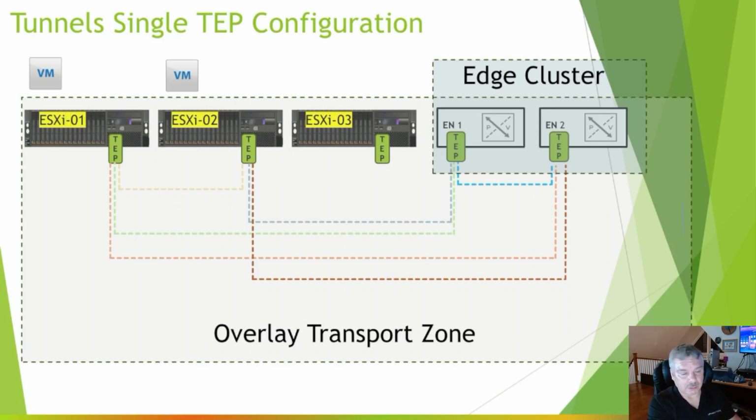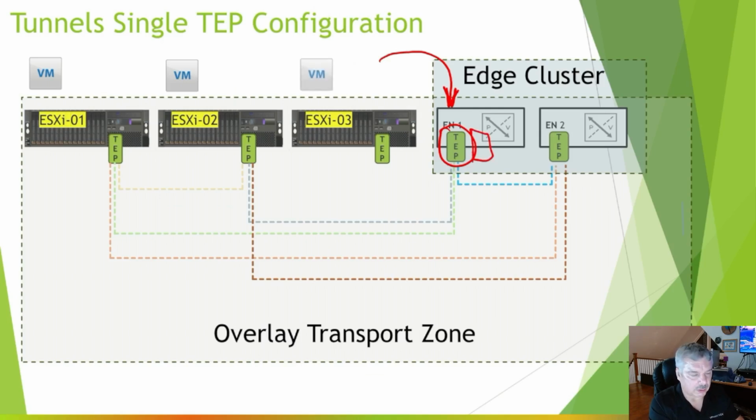Now, that's a simple diagram. What happens when we get into multi-TEP configuration? Most of the time, you're not going to deploy an edge node with a single TEP. One of the, and I'll say it, best practice, I don't like using that term best practice. I usually like to say leading practices or recommendations from VMware is to deploy your edge nodes with multi-TEPs, with 2 TEPs. That's kind of their recommended solution. So let's take a look at what that would look like.